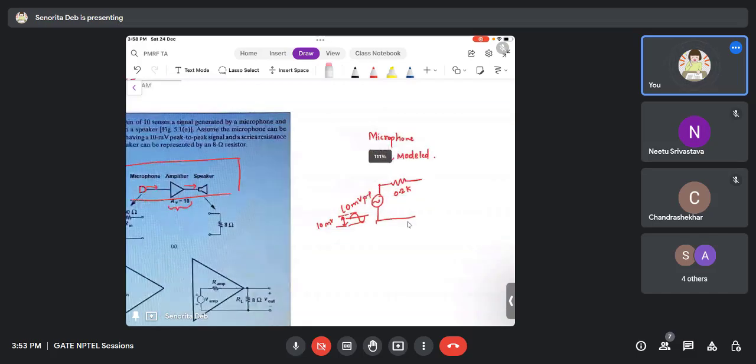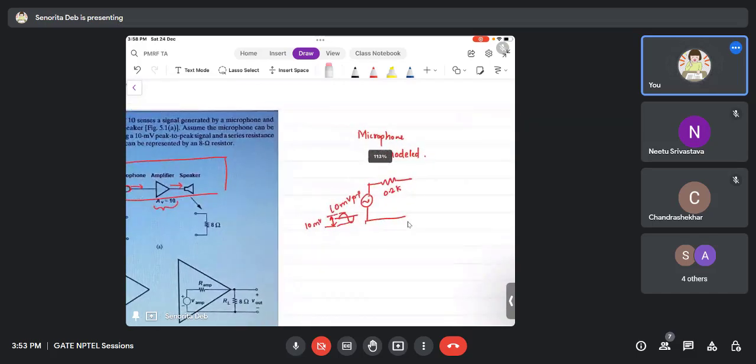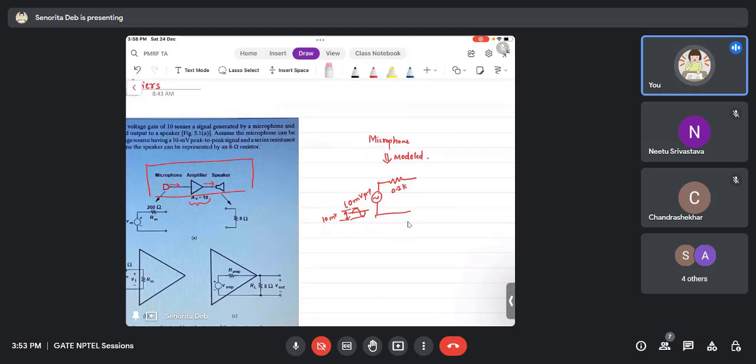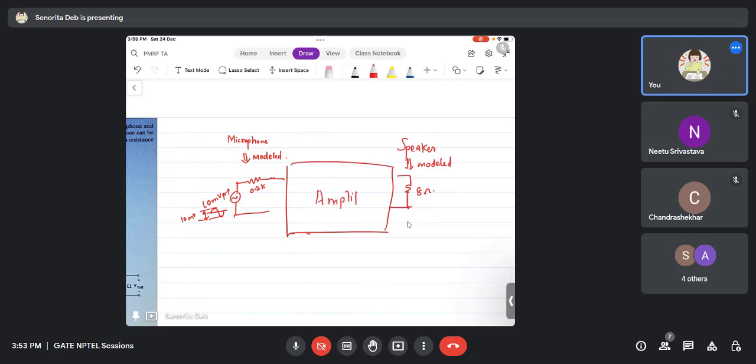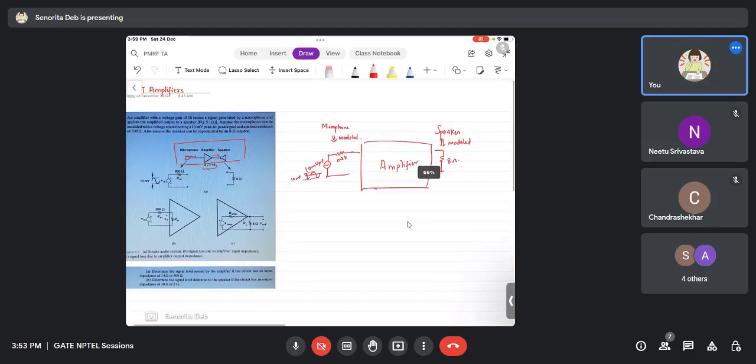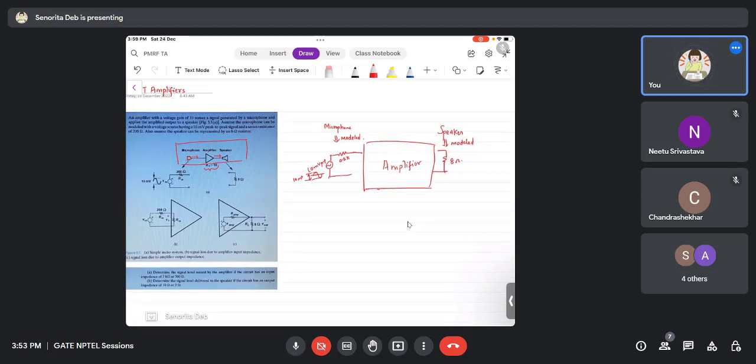Now it is also saying that let the speaker be represented by an 8 ohm resistance. So the speaker is modeled as an 8 ohm resistor. Okay, now in between you have the amplifier. Till here I hope it is clear, right? Now you have two parts of the question.